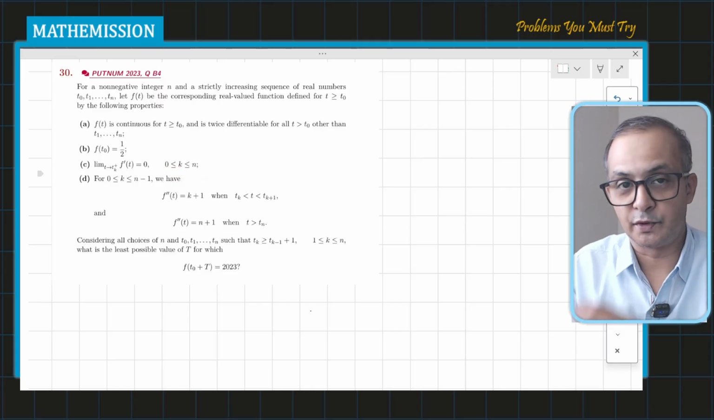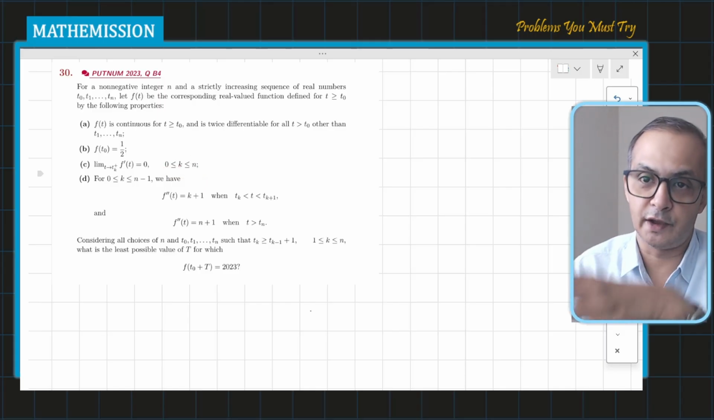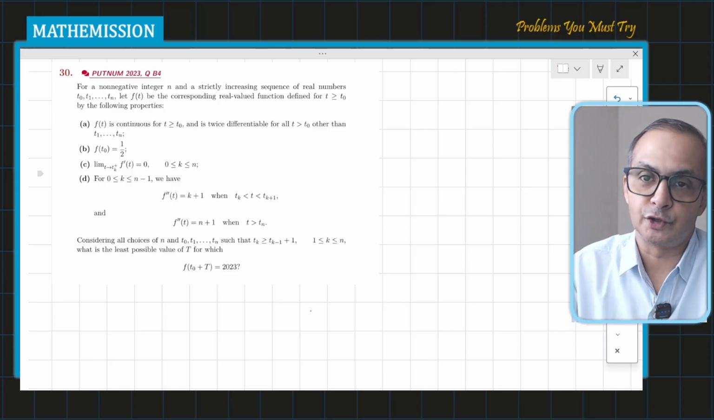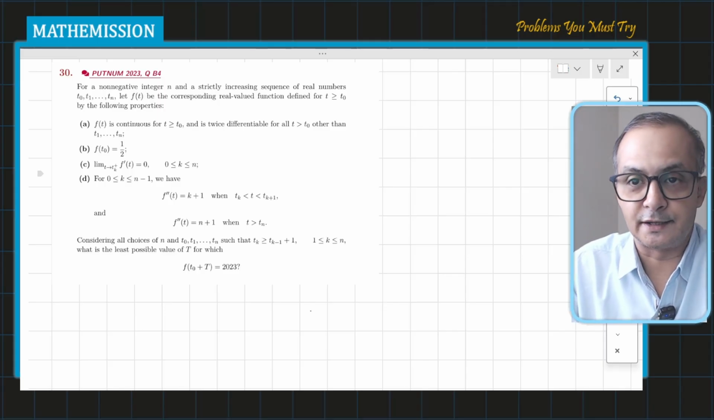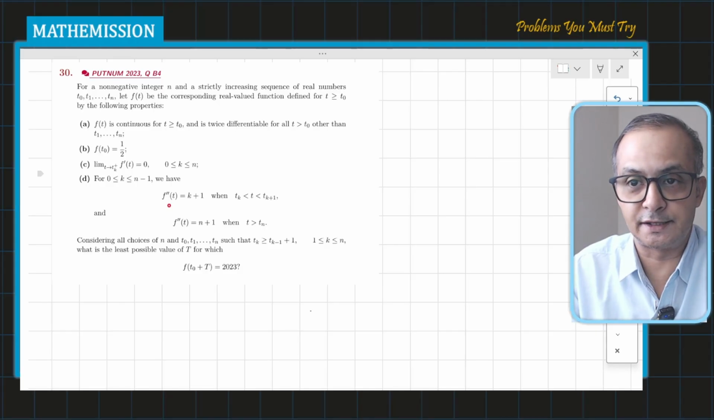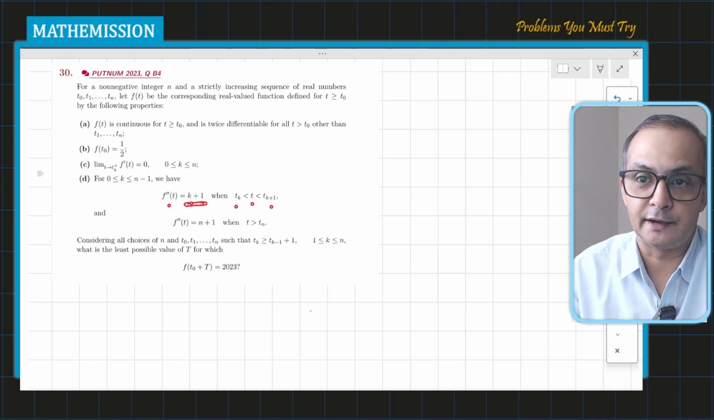Now the fourth property is crucial, and from there we have to start our solution. The fourth property tells that for k between 0 and n minus 1, the function's second derivative, f double dash t, has two definitions. It is k plus 1 when t lies from tk to tk plus 1, and the second derivative will be n plus 1 when t is greater than tn.